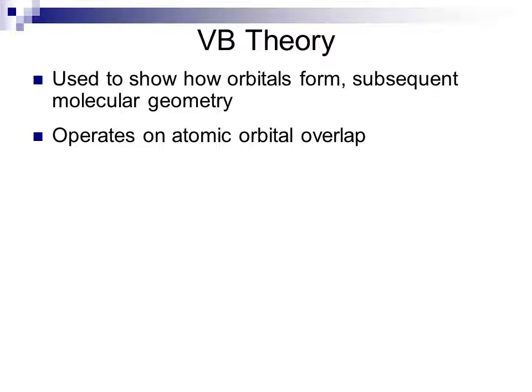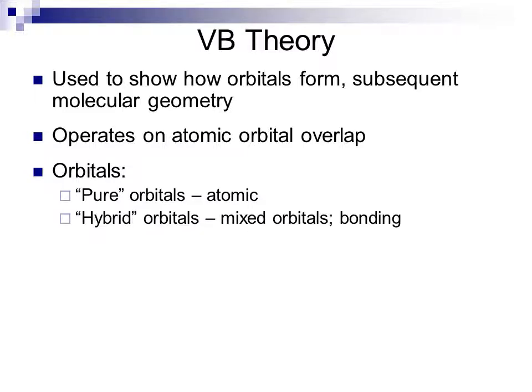So all atoms have orbitals to them, we know, like s orbitals, p orbitals, and how those orbitals overlap determines the bonding and the geometry of a molecule, according to valence bond theory. Orbitals are either pure orbitals, which we call atomic orbitals, or hybrid orbitals, which are mixtures of atomic orbitals and used for bonding to gain particular configurations.